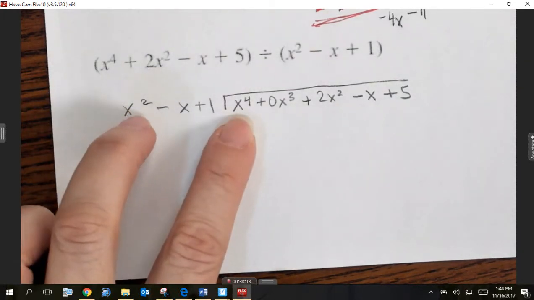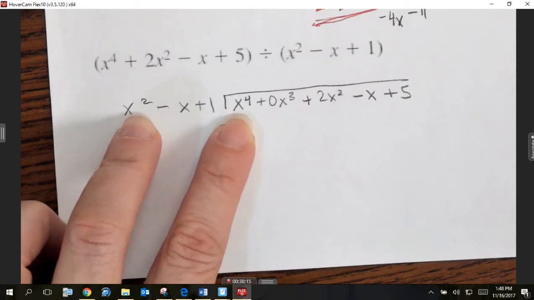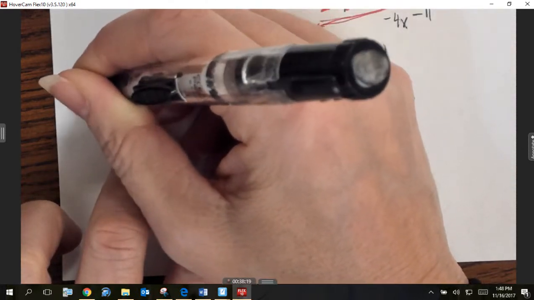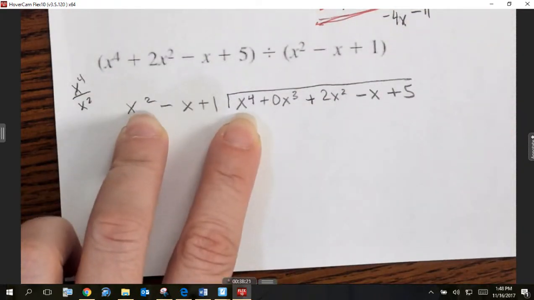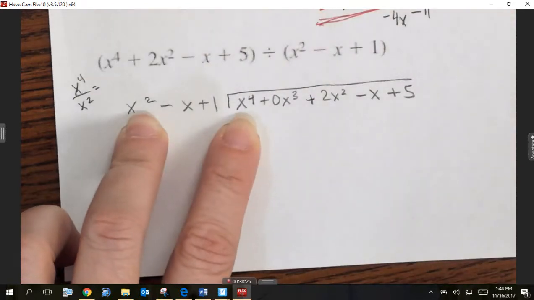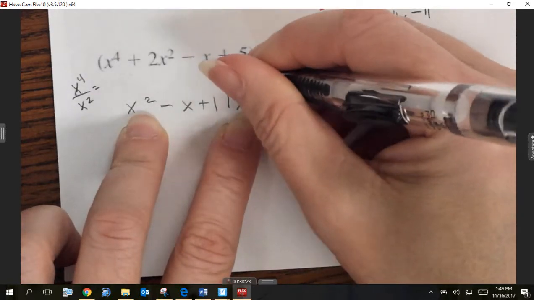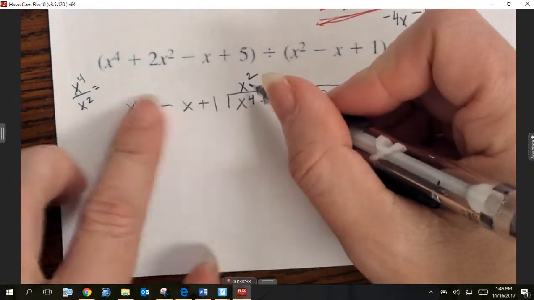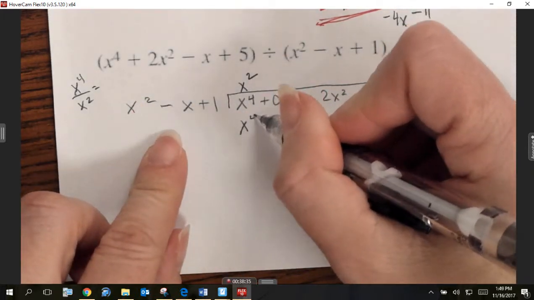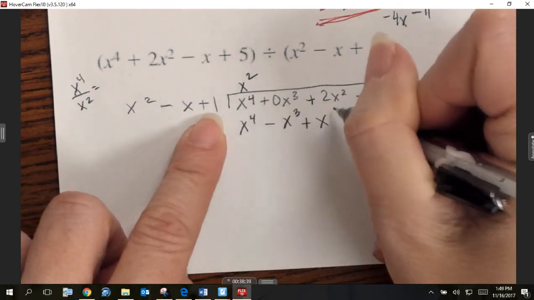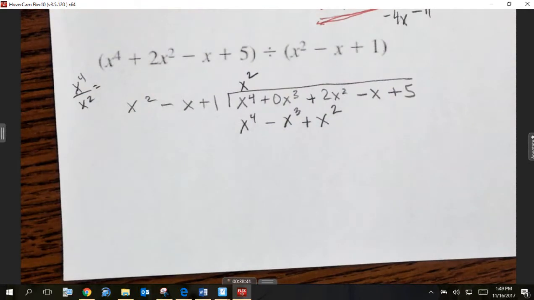So the first thing we're going to do is divide. We're going to do x to the 4th divided by x squared. How many times? What does this equal? It equals x squared. Then we distribute that x squared to all of those terms out there. So x to the 4th minus x to the 3rd plus x to the 2nd.